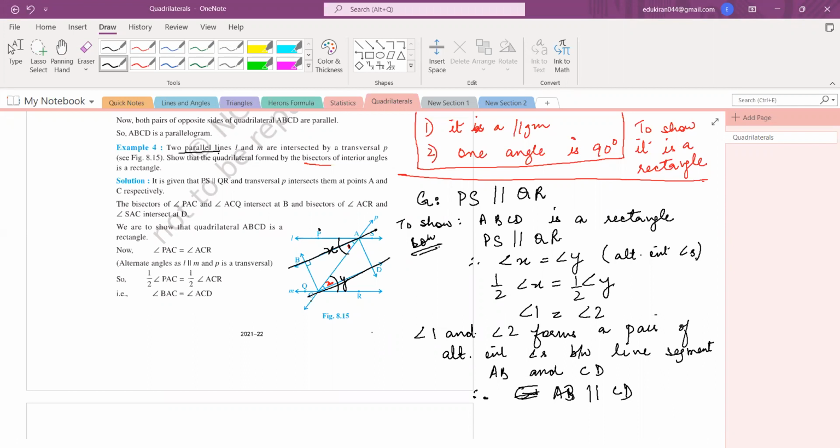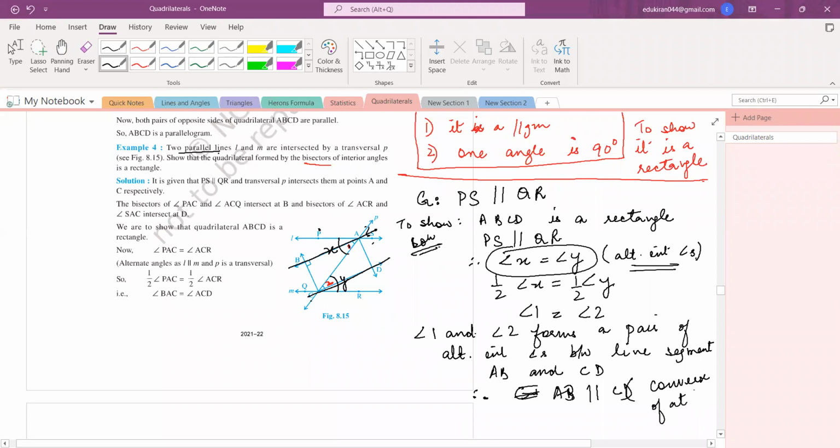So first time here, I'm using the alternate angle theorem. And here I'm using the converse of the alternate angle theorem. So one time alternate angle and one time converse of alternate angle theorem. So we have shown that one side AB is parallel to CD. Similarly, you can do it yourself, but I'm writing that similarly BC is parallel to AD.